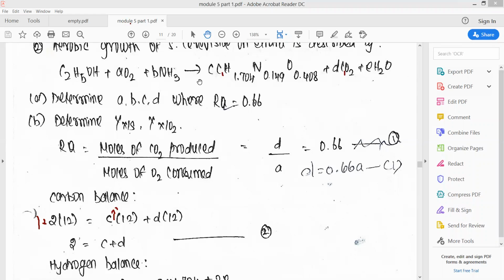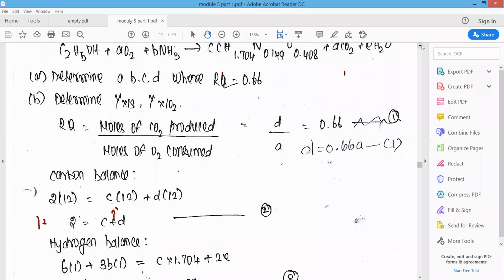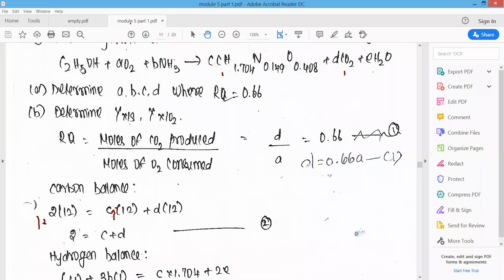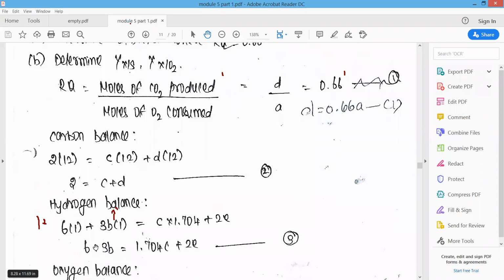And the next is we have to go for the hydrogen balance. Again, what will the equation be here? 1 into 5 into 1 plus B into 3 into 1 is equal to C into 1.704 into 1 plus E into 2 into 1. Yes or no? So you will get 6 into 1. So you will get the equation as 6 plus 3B is equal to 1.704C plus 2E.